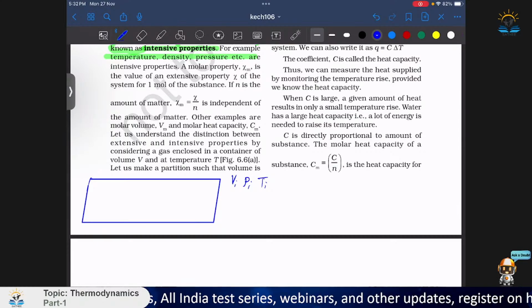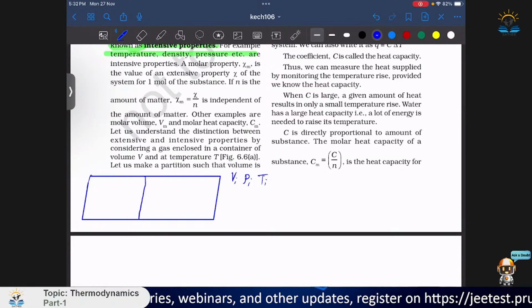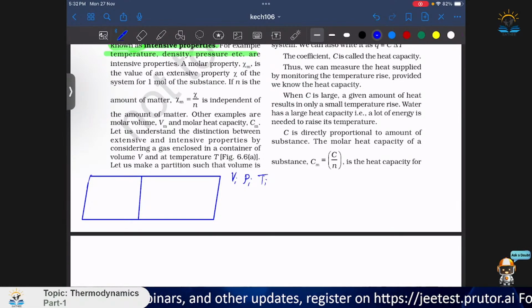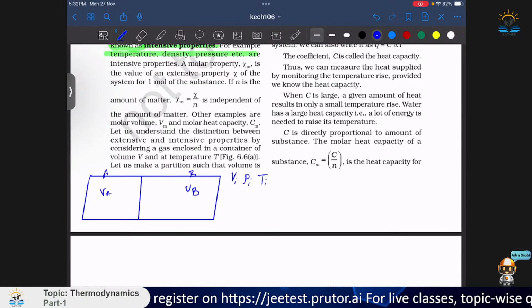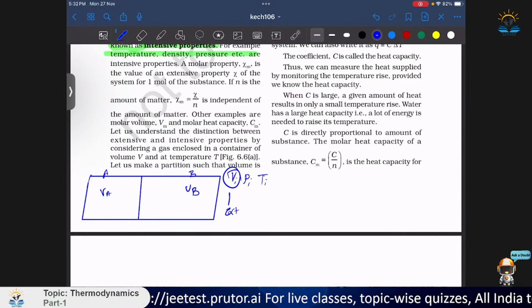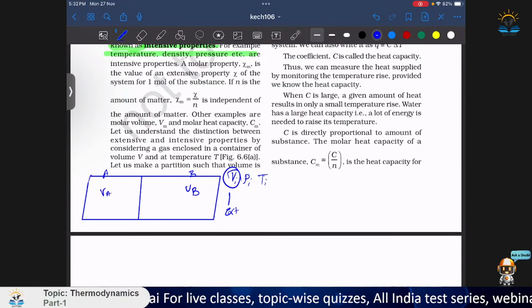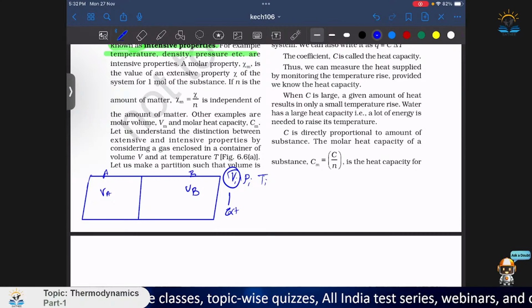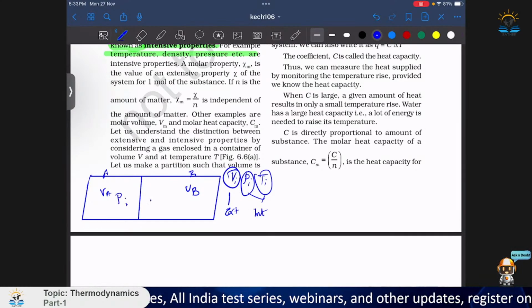Now what we do is we just put a division in between the system. The volume of this part will be Va. The volume of this part will be Vb. Volume has been changed, so it is extensive. But just putting a partition, does it change the pressure and temperature? No, we have not compressed the total container. We have not heated or done any work on the container. So pressure and temperature are still the same.